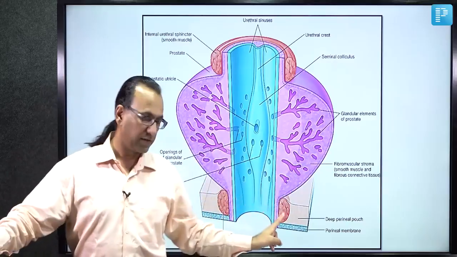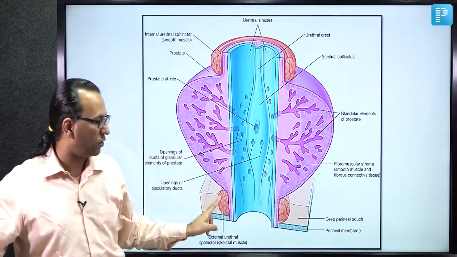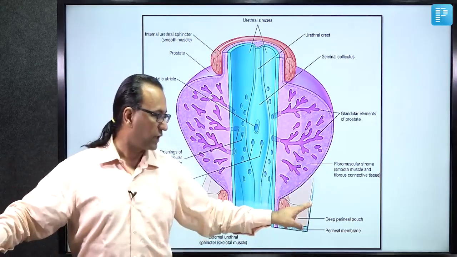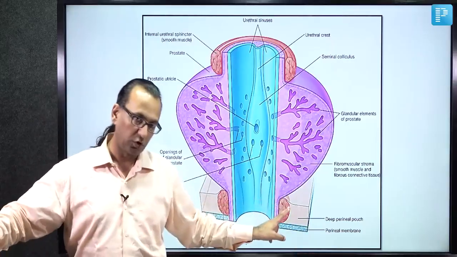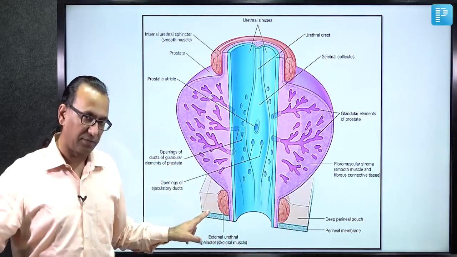Now we have one more sphincter, which is the external urethral sphincter, a skeletal muscle sphincter, which helps us to hold urine at our own will. It is present in the deep perineal pouch, having a floor of the perineal membrane, and this muscle contributes to the urogenital diaphragm, which is in the deep pouch having a floor of the perineal membrane itself.